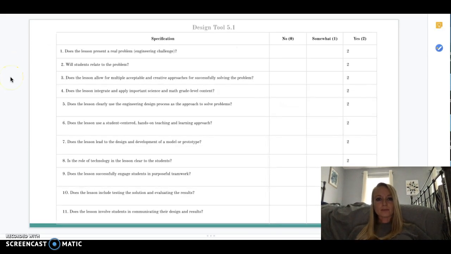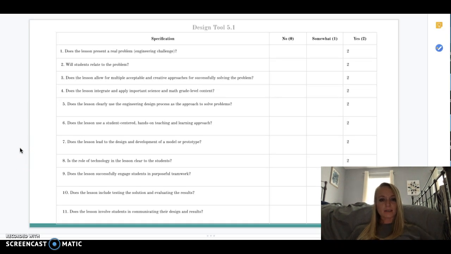In my design tool 5.1, you can see that I gave it all 2s. I thought the lesson was problem solving. It relates to the students. It allows for multiple and creative approaches. It integrates science and math content that is grade level standards. It's clear. It uses the engineering design process. It lets the students do the hands-on learning approach. It leads to development of a model.